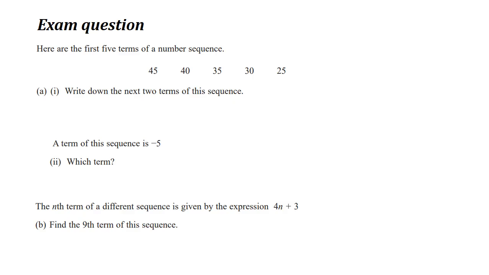And there's one more for you to try. Pause the video, try this one. Right, this time the question asks for the next 2 terms of the sequence. We can see the sequence is going down in 5s every time, so therefore the next 2 terms will be 20 and 15. A term of this sequence is negative 5.